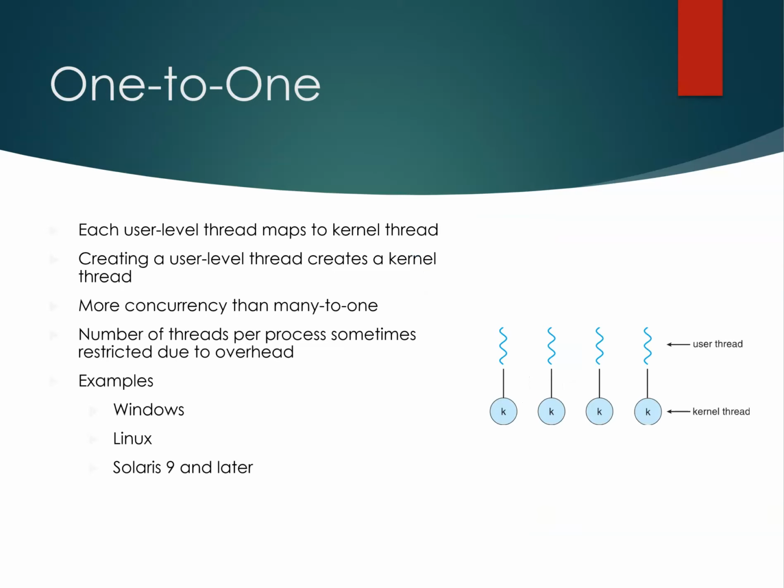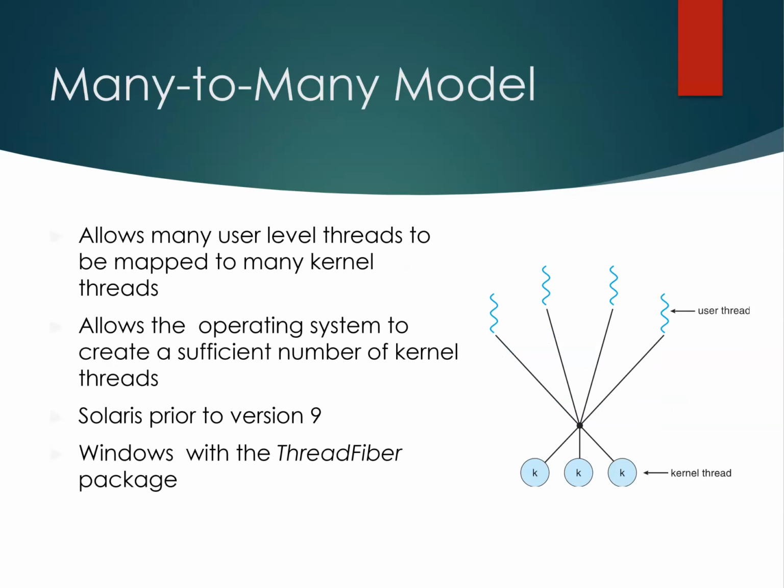One-to-one, each user-level thread maps to a kernel-level thread. Creating a user-level thread creates a corresponding kernel-level thread and has more concurrency than many-to-one. The number of threads per process can be restricted due to overhead. Windows, Linux, and Solaris 9 and later all use this.